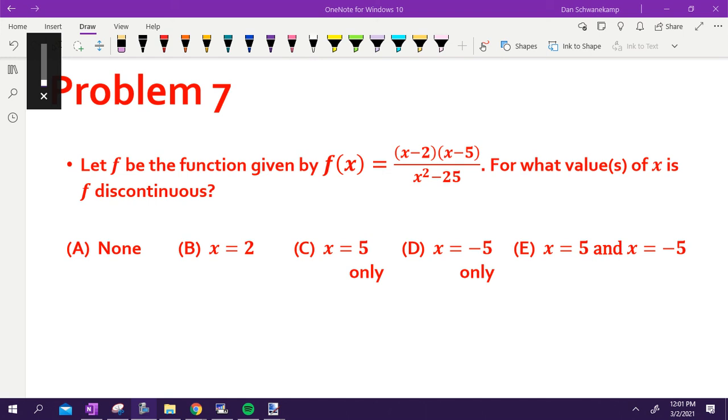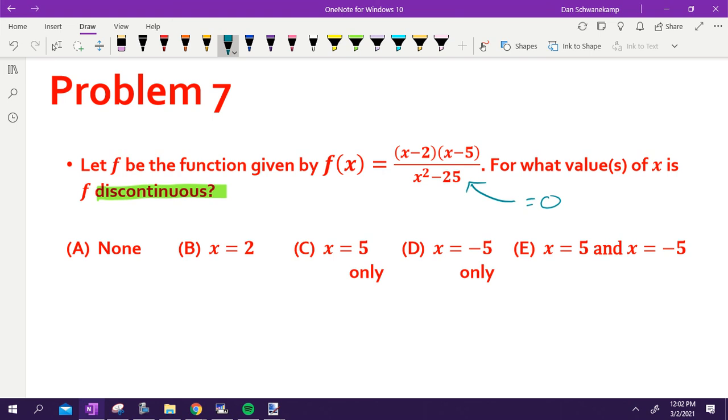If I want to know when I'm discontinuous, when could a function be discontinuous? What would be true? A hole or a vertical asymptote. Either one works. Or in other words, if you get the denominator equal to 0, you are going to have a discontinuity. If the bottom is 0, that either means it's a hole or it's an asymptote. And either one is fine.